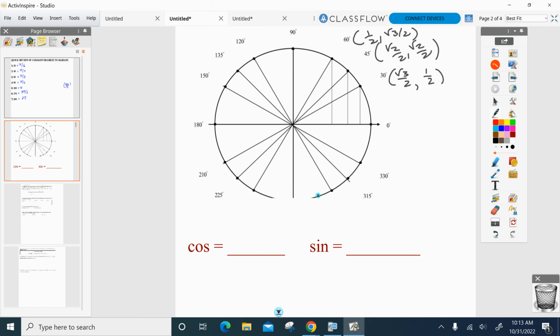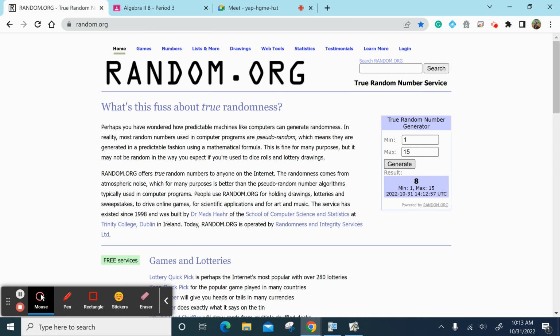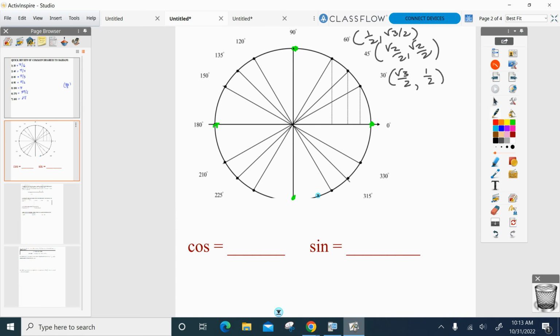I don't have time to go over it now, but we should also know these points on the quadrantal angles. All right. And then lastly, from Friday, if I want to know the cosine or the sine value, which coordinate do I pluck off of these? The x coordinate for cosine. And if I want to know the sine value, I pluck off the y coordinate from the points. What about tangent? We're not there yet.